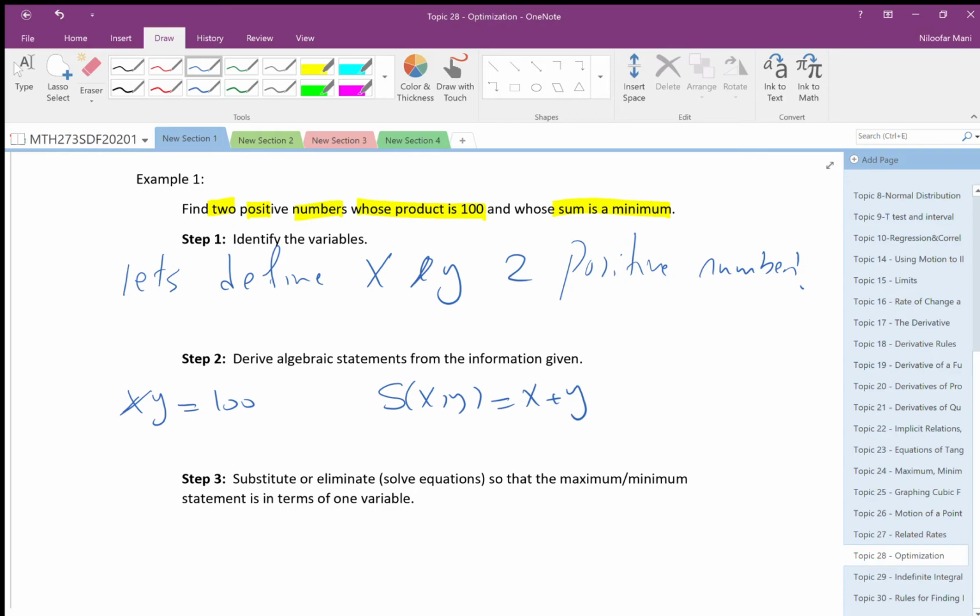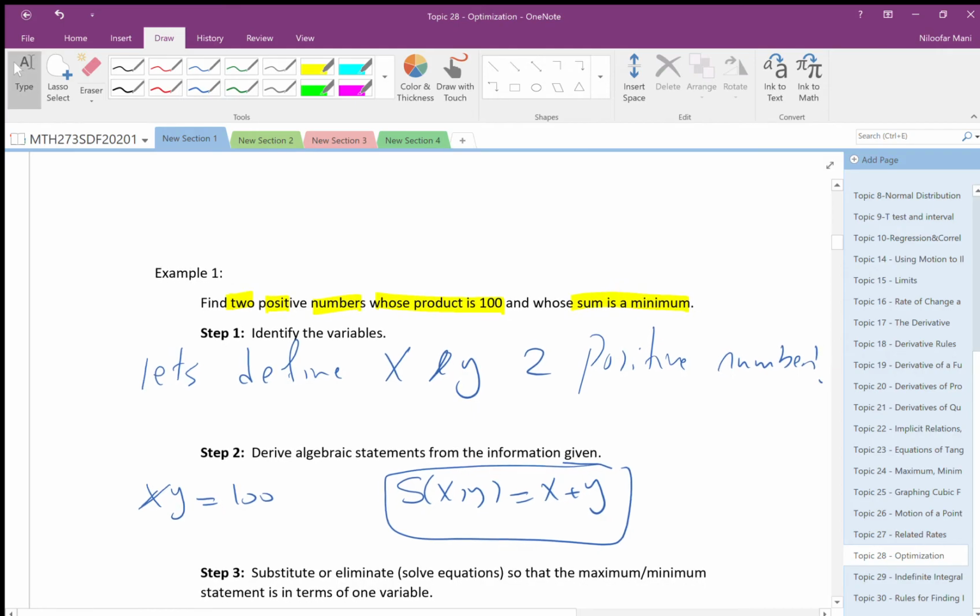I want to minimize this function, but I don't know how because it's based on x and y. So what should I do? I know x times y should be 100, and I want to minimize the summation. How about if I test some numbers? Can I check 1 times 100? 1 times 100 is 100, and 1 plus 100 is 101.